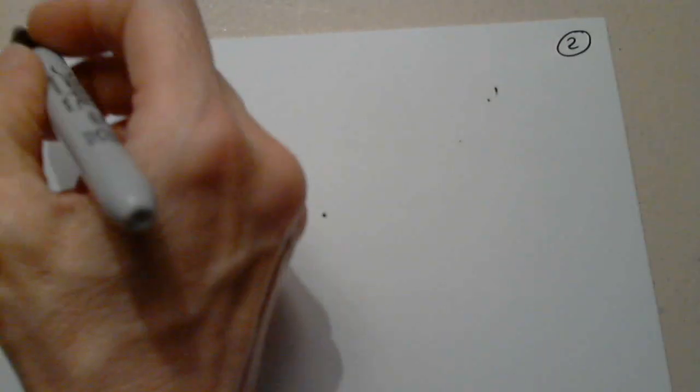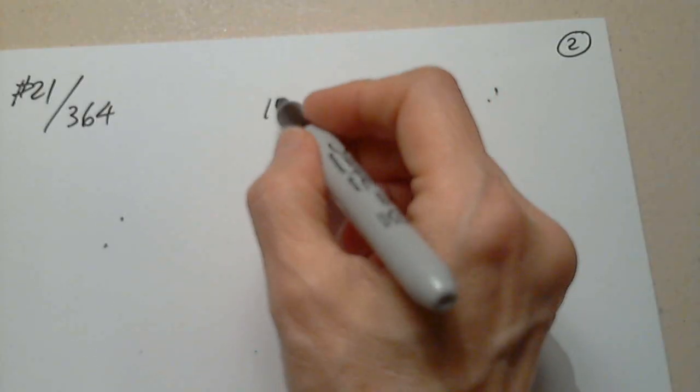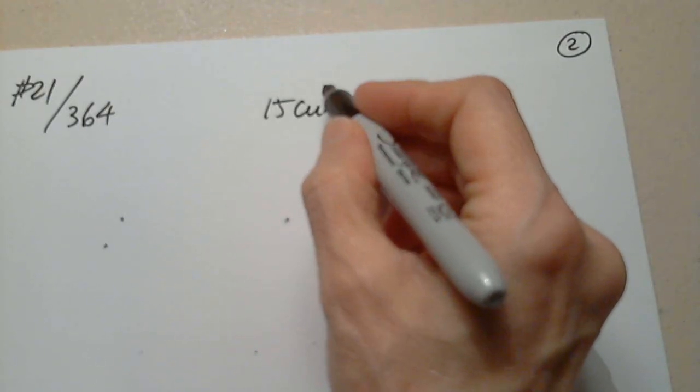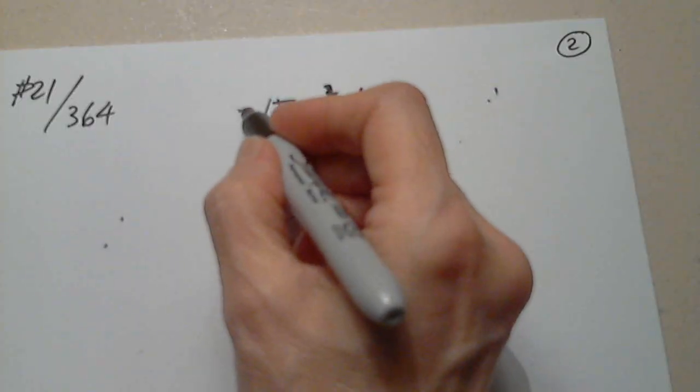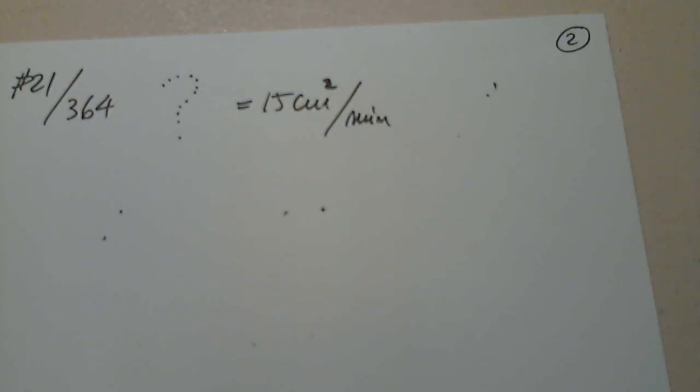So let's read 21. This is 21 on page 364. A circle is shrinking, losing 15 centimeters squared of area per minute. So 15 centimeters squared per minute. What do you think this is? Before we even read on, before we discuss anything, what do you think this is?